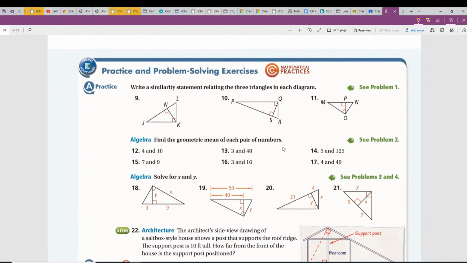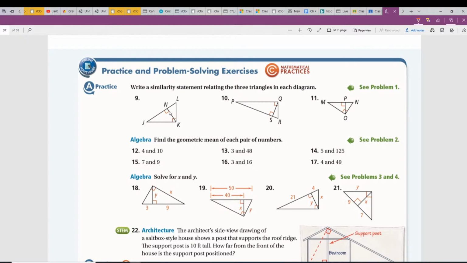465. Now, I think this is going to be a step up from what we did before. What we did before was fairly simple. So we have: write a similarity statement relating the three angles in each diagram. Here we have an altitude triangle because there's a perpendicular line going through that line, and there's a perpendicular line going through this. So we have two altitudes.